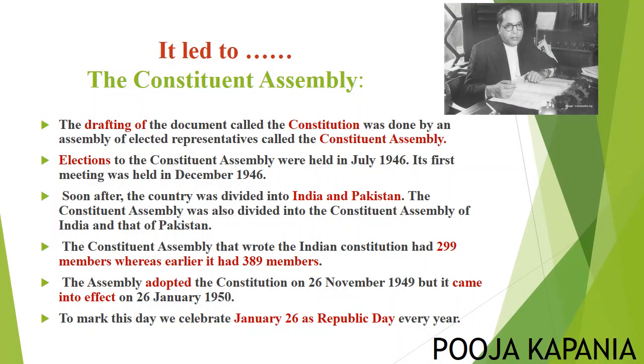The path to constitution led to the making of the Constituent Assembly. The drafting of the document called the Constitution was done by an assembly of elected representatives called the Constituent Assembly. Elections to the Constituent Assembly were held in July 1946. Its first meeting was held in December 1946. Soon after, the country was divided into India and Pakistan. The Constituent Assembly was also divided into Constituent Assembly of India and that of Pakistan.